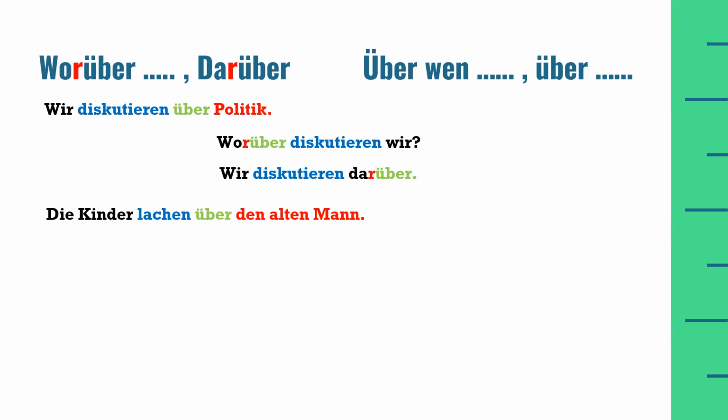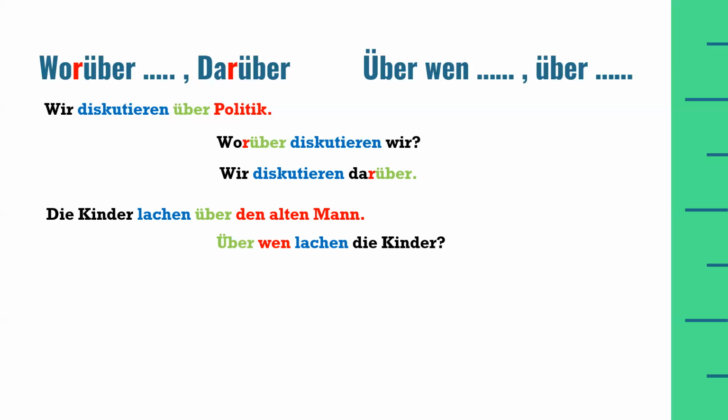Die Kinder lachen über den alten Mann. The kids are laughing at the old man. Über is an accusative preposition, therefore we have to apply the rule of accusative on the next part of the sentence. And the next part of the sentence is den alten Mann, which means we have to use the definite article for accusative case for a masculine noun Mann, which is den, and also we have to use the corresponding adjective ending for the adjective alt, which is alten for a masculine noun in accusative case.